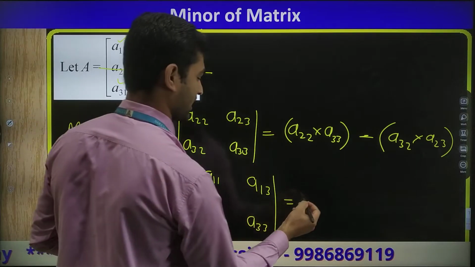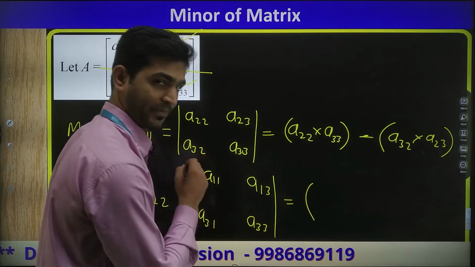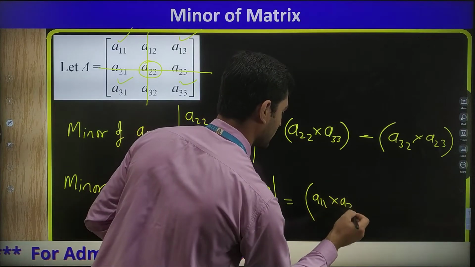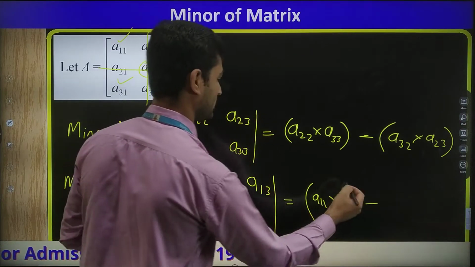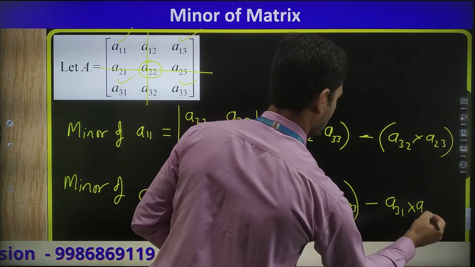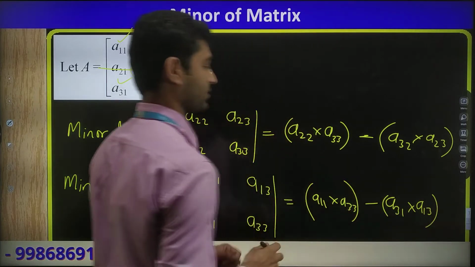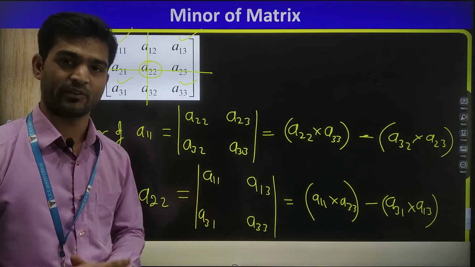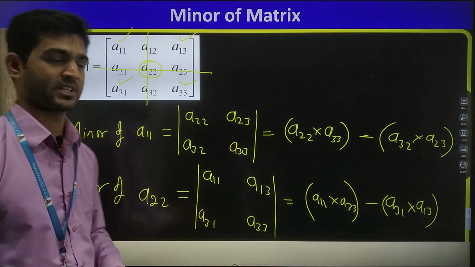Now we can simplify again: product of the first principal element, nothing but a11 into a33, minus a31 into a13. So this is the way of simplifying. We can get the minor of any respective element. I have just given 2 examples for you.